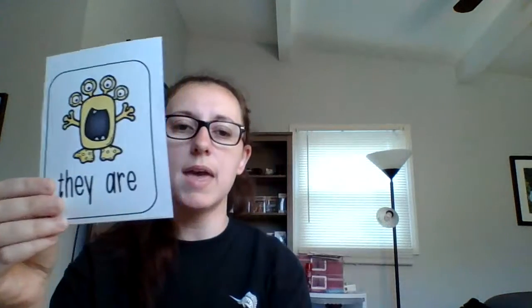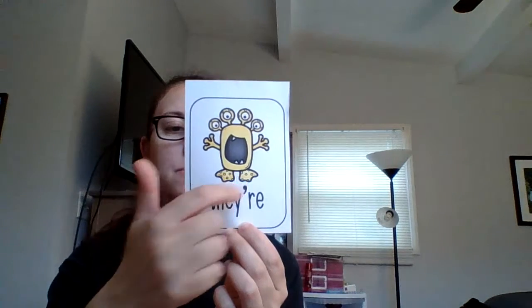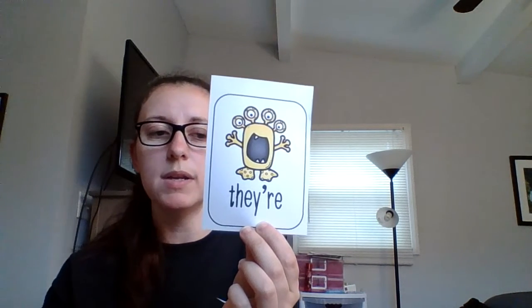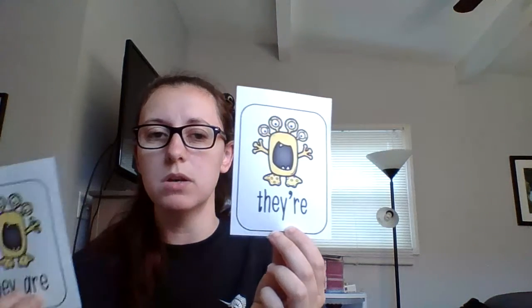So here we have they are, and it will become they're. An apostrophe goes in between, and we drop the A in are. So this would be not their belonging. It doesn't mean that it's their shirt. It's they are going. They are going to the park today.